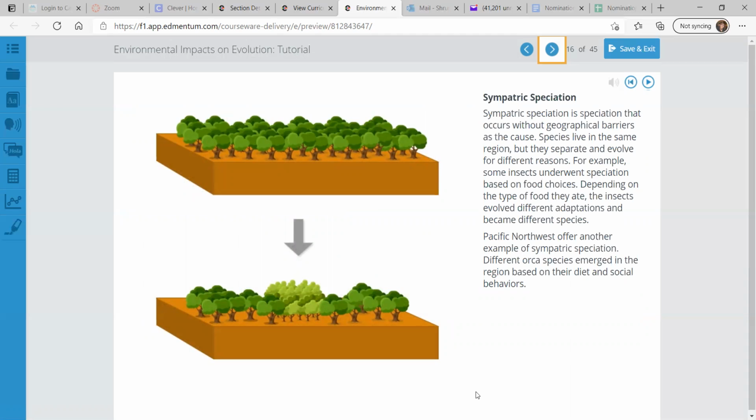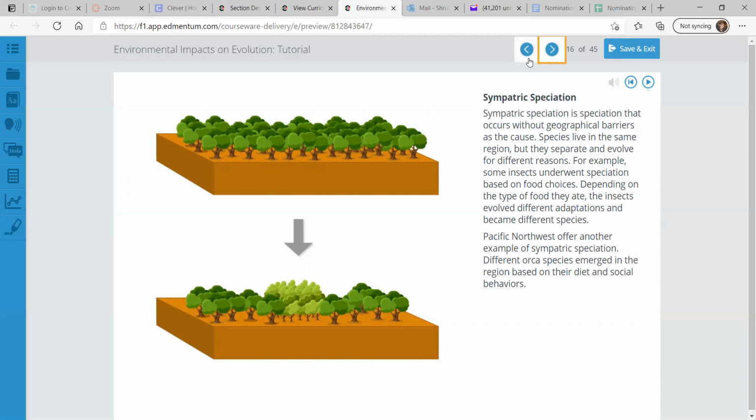Sympatric speciation is speciation that occurs without geographical barriers as the cause. Species live in the same region, but they separate and evolve for different reasons. For example, some insects underwent speciation based on food choices. Depending on the type of food they ate, the insects evolved different adaptations and became different species. The Pacific Northwest offers another example of sympatric speciation. Different orca species emerged in the region based on their diet and social behavior.